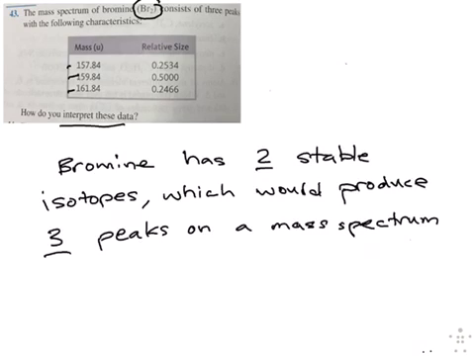And again, the most abundant peak is this one. So whatever isotopes combine to make a mass of 159.84 would be the most common isotope of bromine.